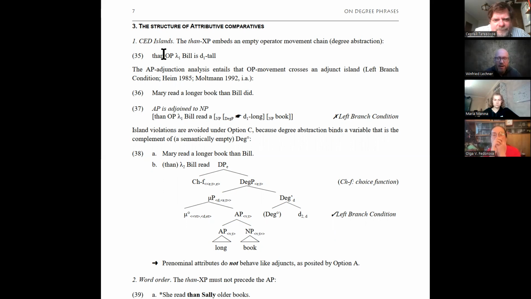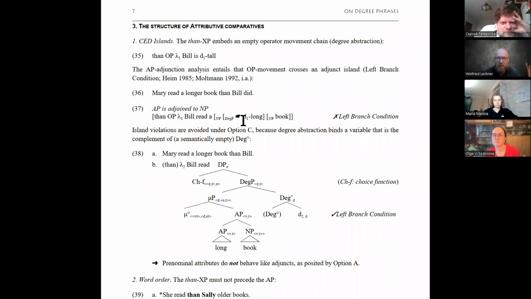On an adjunction analysis of attributive modifiers, we were led to predict that this relation here, the operator movement, is in violation of island conditions. Let's see how this specifically looks. Take an example like "Mary read a longer book than Bill did." So the than phrase contains an operator chain. More precisely, the than phrase looks approximately like this, like in 37. So, Bill read a D-long book, and D-long is adjoined to book.